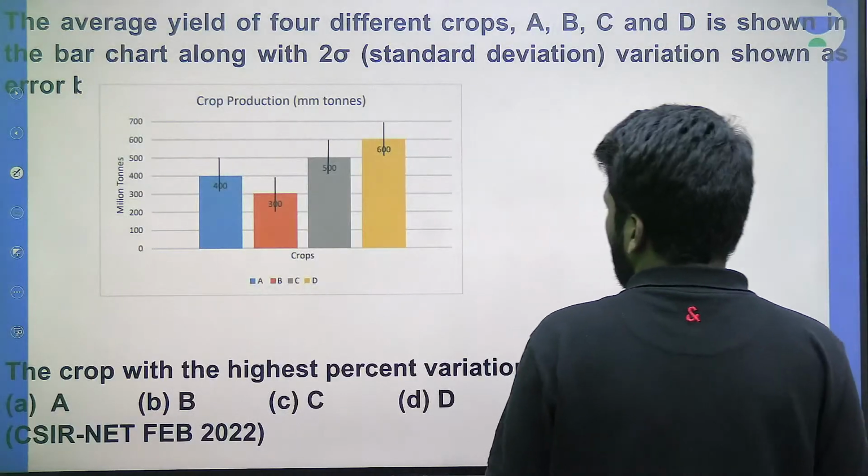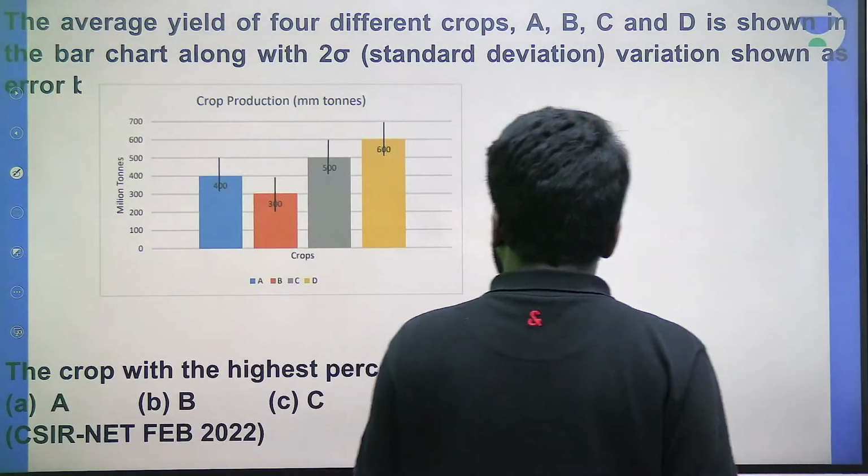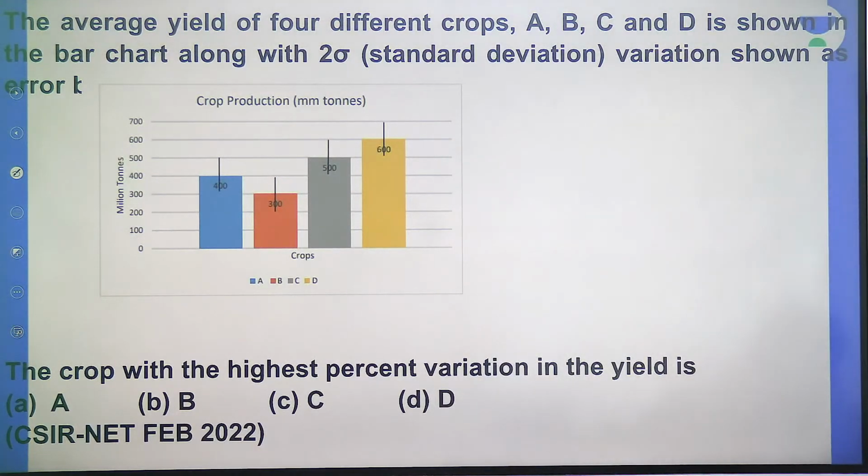The cumulative frequency idea was important there. Then try this data interpretation question.